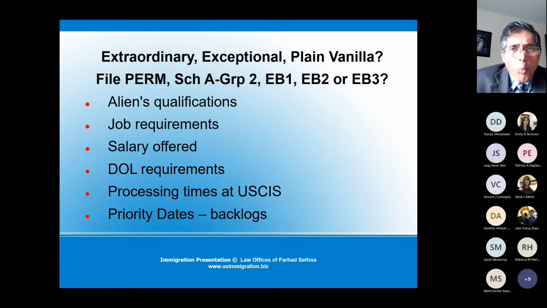Okay. What should you apply under? What category, what priority should you choose? Those decisions are made based on your qualifications, the job requirements, the salary offered, Department of Labor requirements, processing times at USCIS, and once again, that dreaded backlog of the priority dates. So you can consider that on an individual basis. I can't give you a broad, full-spectrum analysis here. As we said earlier, this is simply a presentation. This is not advice on your immigration case specifically for you. It's just an overall presentation. Robin?